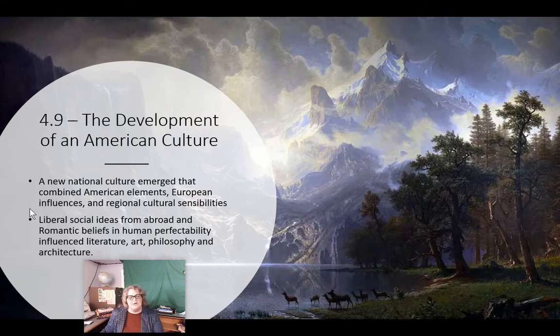But what occurs is that we'll have liberal social ideas from abroad and the romantic beliefs in human perfectibility. So there's going to be this belief that humans can somehow develop into the ideal or the perfect. And that is going to influence literature, art, philosophy, architecture. And we'll look at some examples of these.